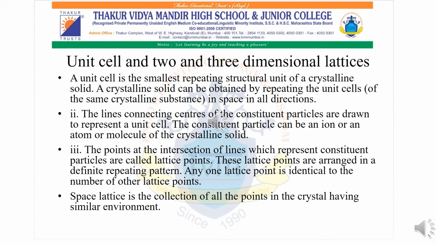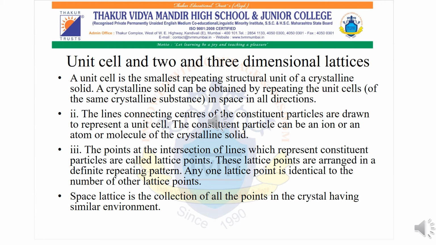Moving further, we have unit cell. What do you mean by a unit cell? A unit cell is the smallest repeating structural unit of a crystal solid. A crystalline solid can be obtained by repeating the unit cells n number of times in space in all directions. The lines connecting the centers of the constituent particles are drawn to represent a unit cell. The constituent particles can be an ion, an atom or a molecule of a crystalline solid.